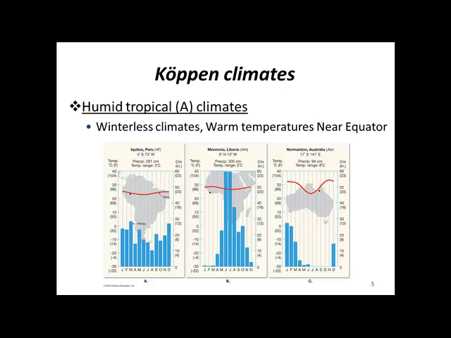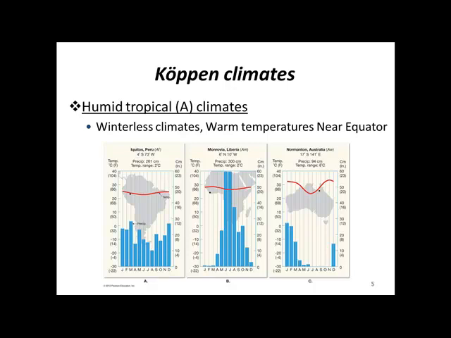In the humid tropical climates, you can see that the red line doesn't vary too much, even though in Australia it varies a little bit. Temperature is pretty consistent. And you also don't have a very cold temperature. Even though the temperature does dip down to about, let's say, 70 degrees Fahrenheit in Australia, it's still a very warm climate. Precipitation does vary throughout the year.